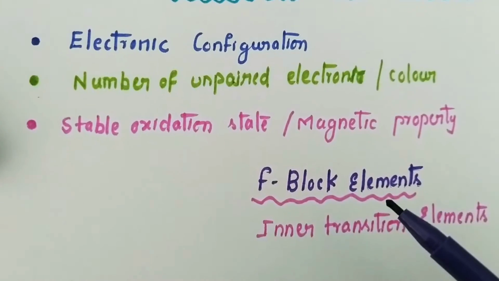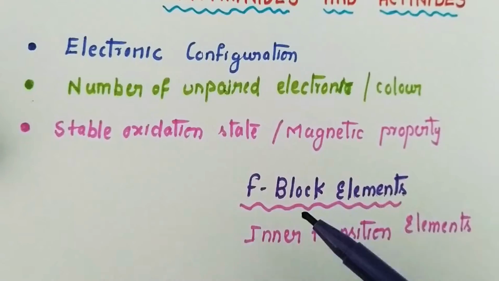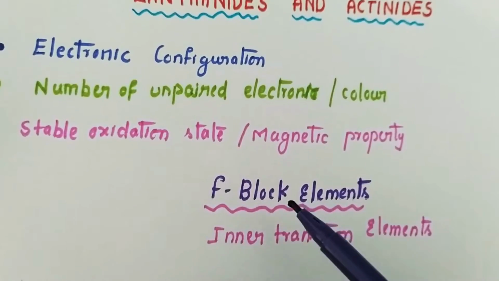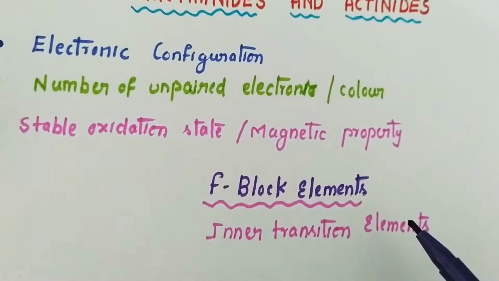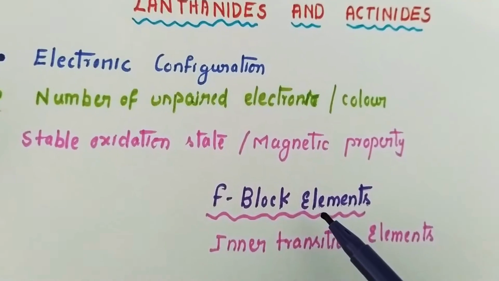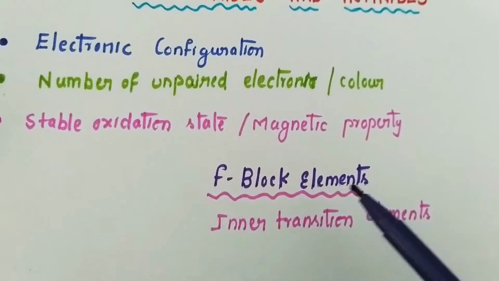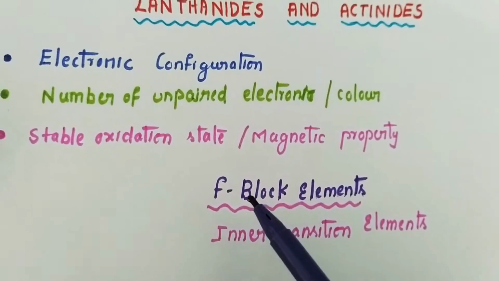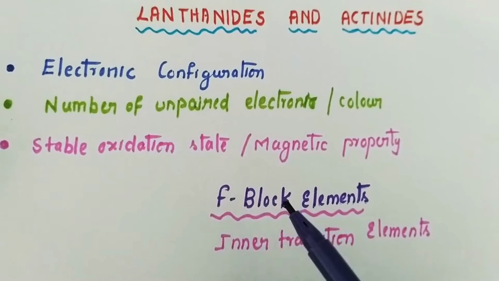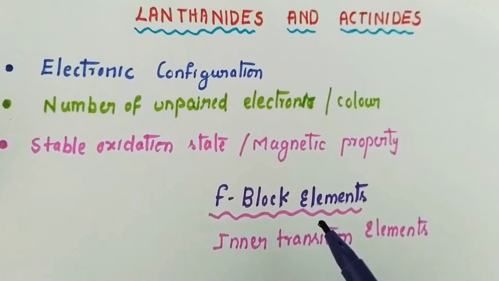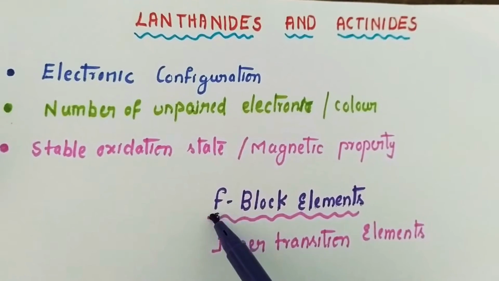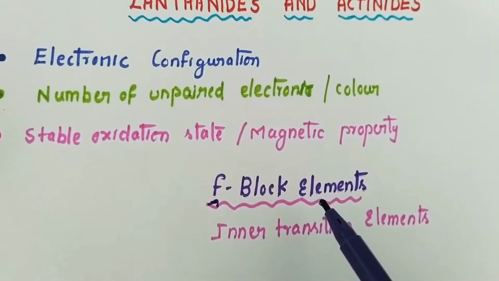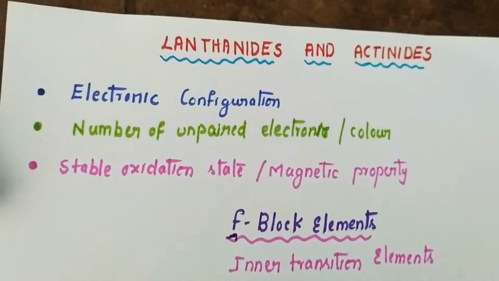First I am going to discuss the electronic configuration of F block elements. Students, we also call F block elements inner transition elements. F block elements means both lanthanides and actinides together. Why do we call it F block? Because in both lanthanides and actinides the outermost electron enters the F subshell. That is the reason we call them F block elements, and also inner transition elements.